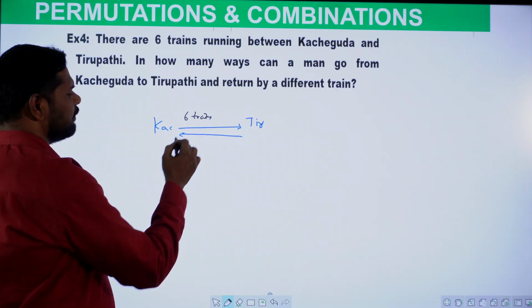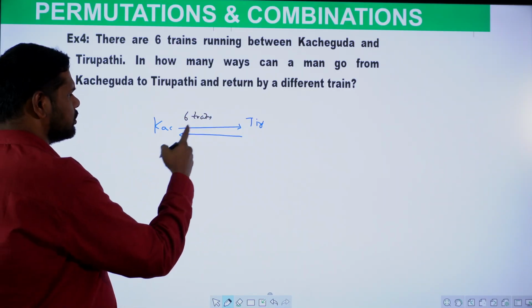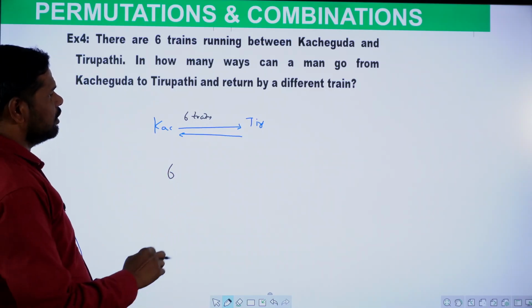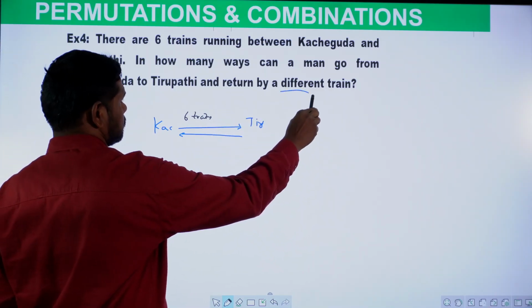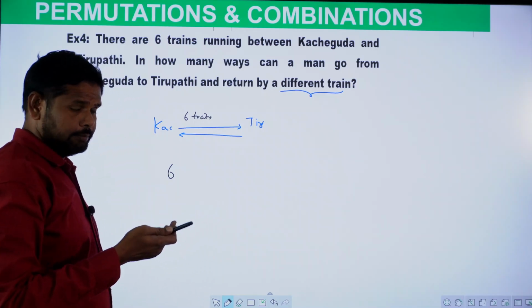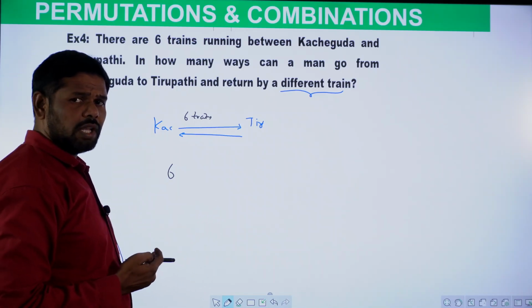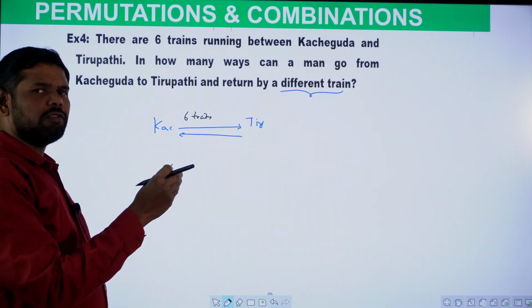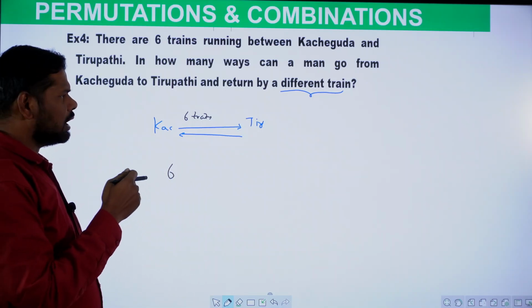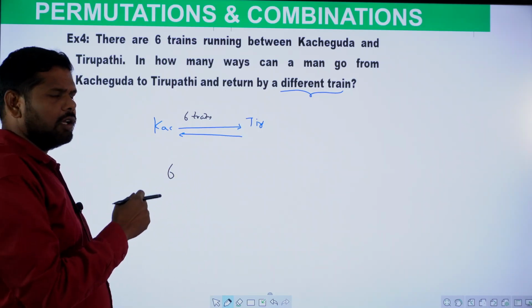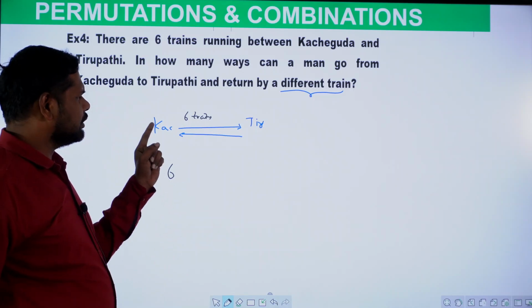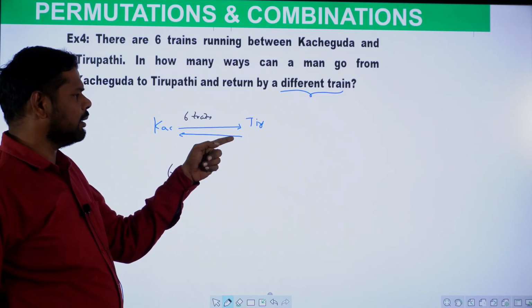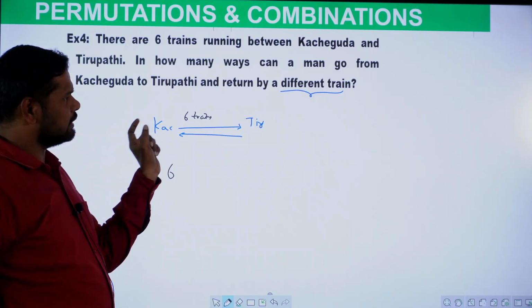He can choose any one of the trains from Kachiguda to Tirupati in how many ways? 6 ways, yes. But just observe, return by different train. So if he chooses the first train, the remaining 5 trains are there for the return journey. Suppose he chooses the last train, then the first 5 trains are there. So whatever train he used for the onward journey, that is not to be used by him in the return journey. That is the given condition.